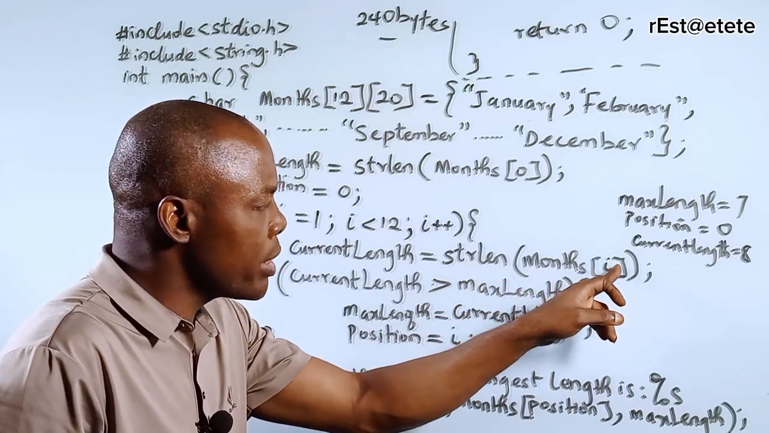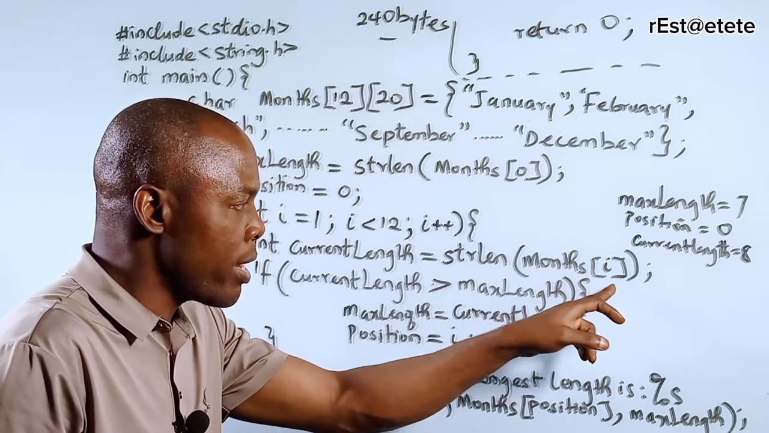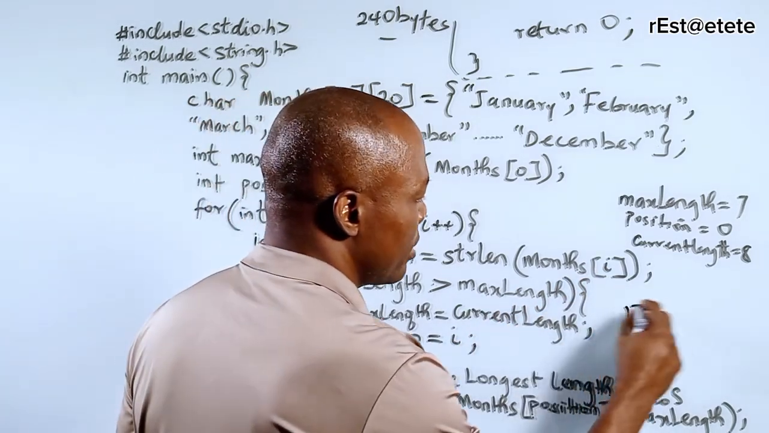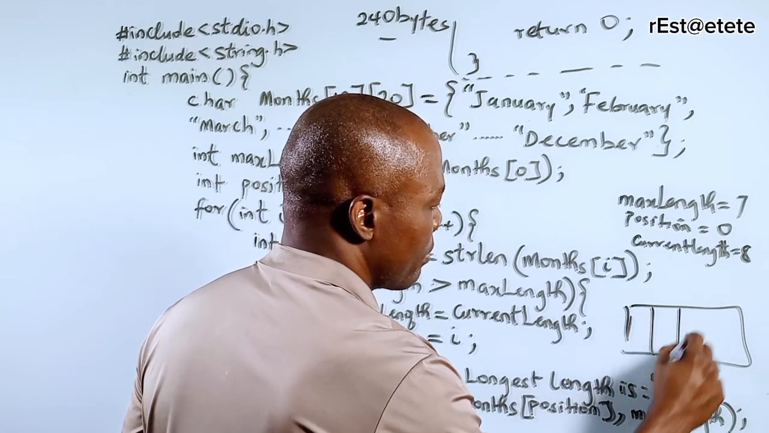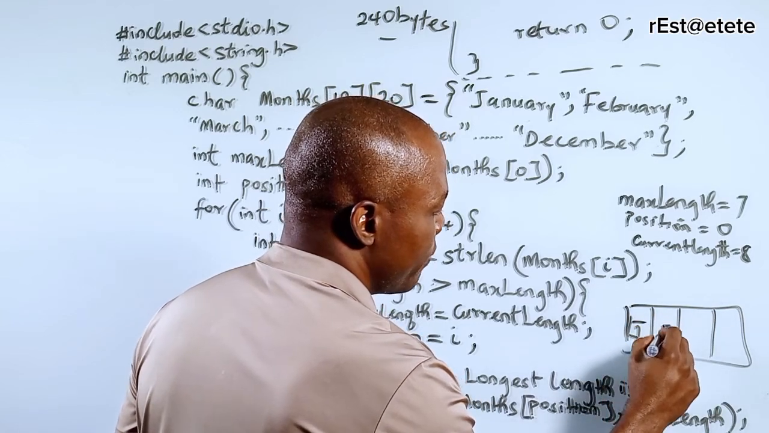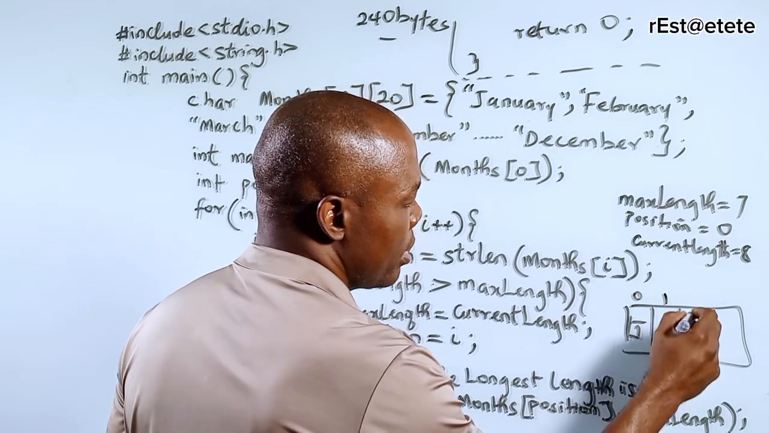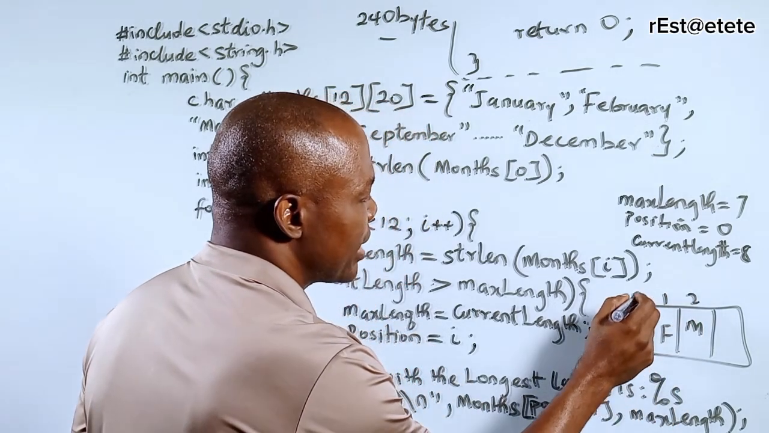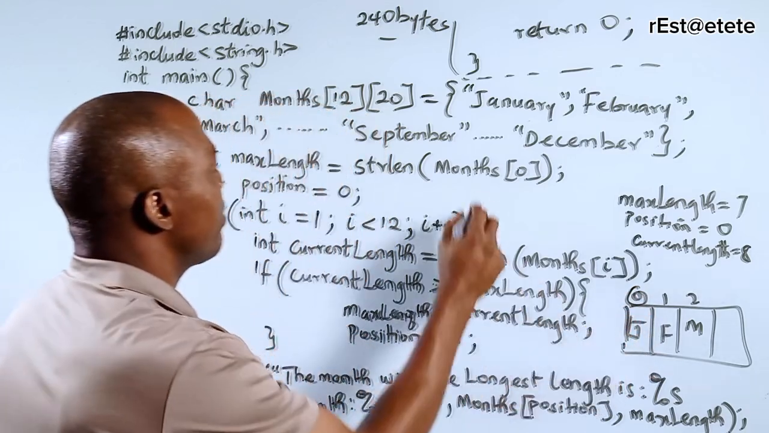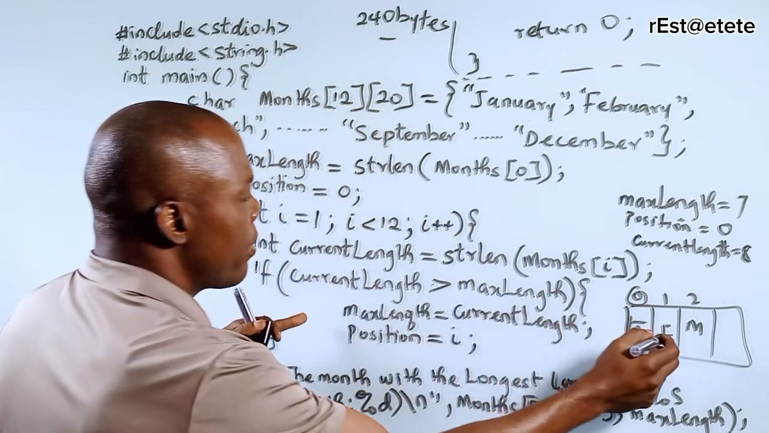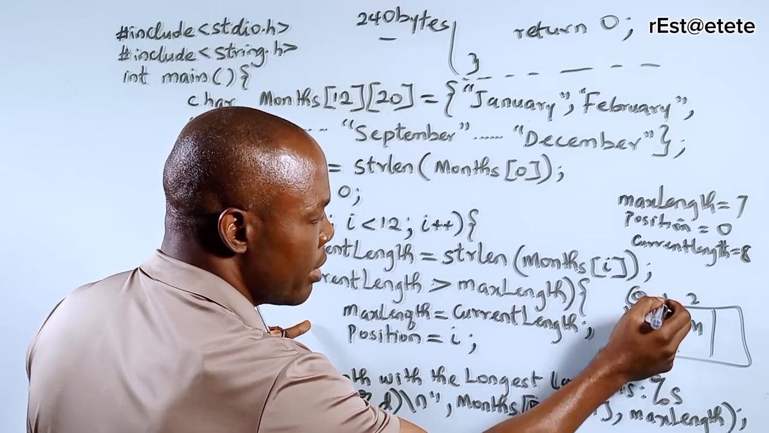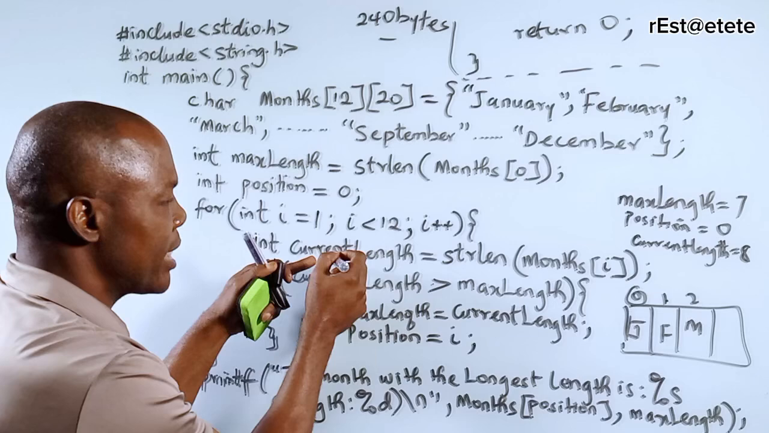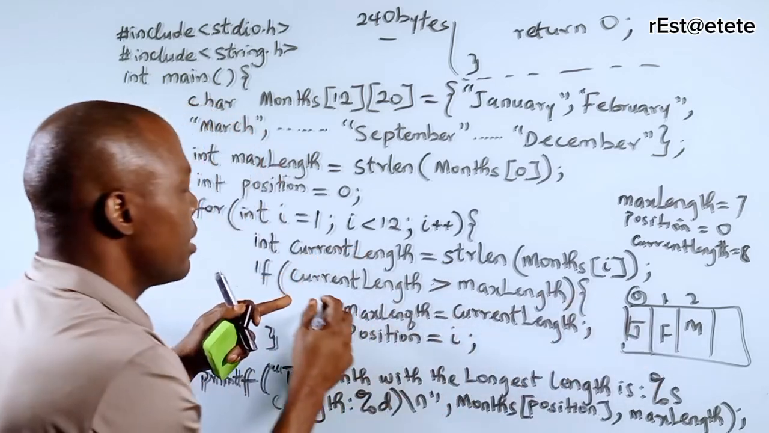So when you are putting 1 here, month 1, in that position 1, position of index, you are having something like this. January is here, February is here, this is 0, this is 1. This is March, so this is 2. I have already assigned what is in this index, which is January, to max length. Now I am assigning what is in index 1, which will be February, to current length. That is the count. Now I'm checking.